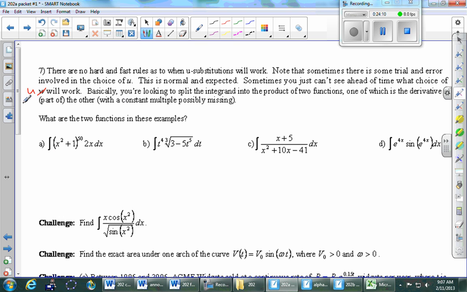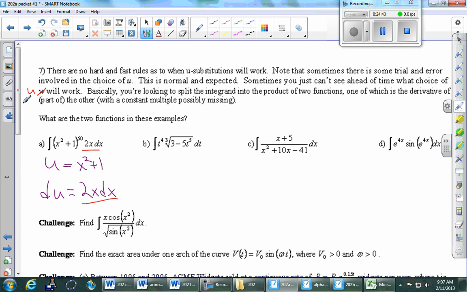So in the first case, this is one that we've done already, but what can we let U equal? It's x squared plus 1. Don't include the power, just the stuff inside the function. And then what is the derivative? 2x dx, which is lovely because 2x dx is exactly what's sitting out in front. So I'll underline it here, I'll underline it here. That's going to work. All right, how about the next one?